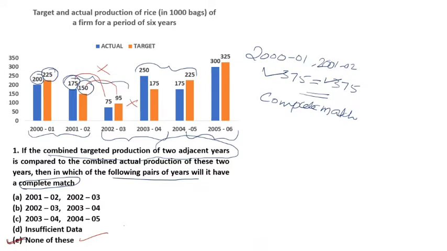These 2 years, 250 and 175, we have 425, and 175 and 225, we have 400. So here also there is no perfect match. Similarly, here also there is no perfect match. So the complete match is only these 2 years. These 2 years are not given in the option. So accordingly, we will mark this as the correct option. Kindly note it. Then we will go to the next question.